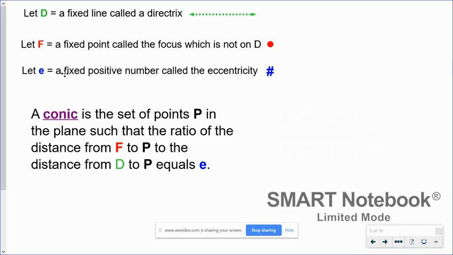And lastly, we're going to recognize there exists something called E. E is called the eccentricity. And every conic has a particular positive number that relates to its particular eccentricity. And what is this eccentricity? Well, a conic, by definition, in the polar system is the set of points P in the plane such that the ratio of the distance from F to P to the distance from D to P equals E.